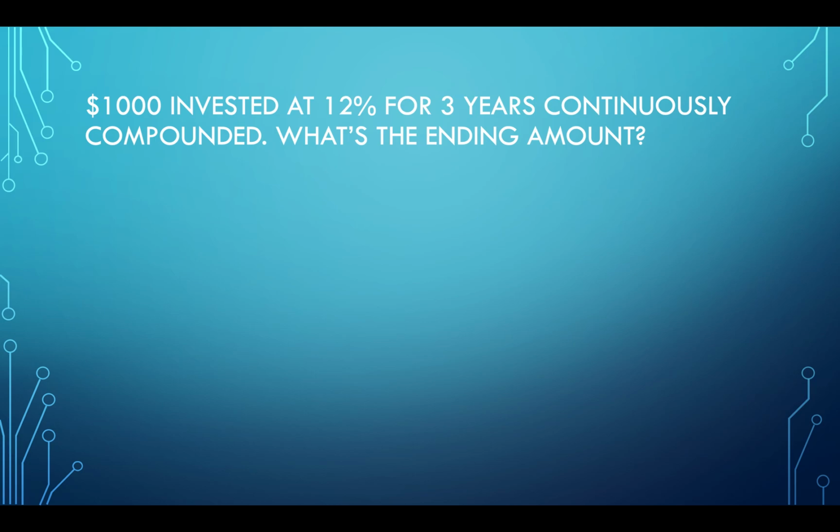So the first problem: $1,000 is invested at 12% for 3 years, continuously compounded. What's the ending amount? Our principal is 1,000, our R is 12%, as a decimal 0.12, and our T is 3. We're going to use the PERT formula because it's continuously compounded. So we're just going to plug in P, R, and T. Our P is 1,000, our R is 0.12, and our T is 3.